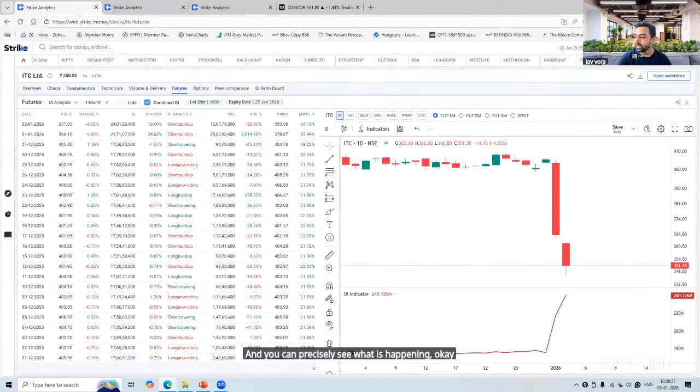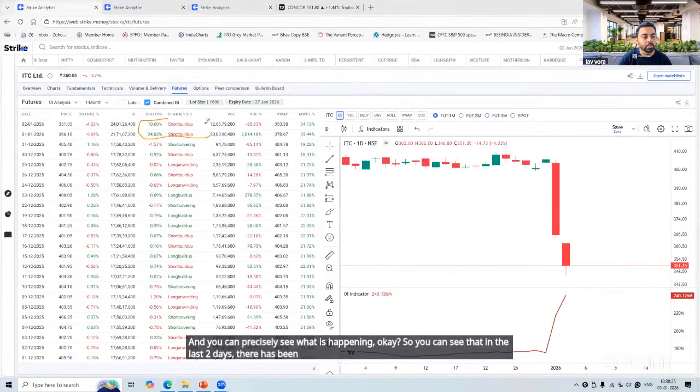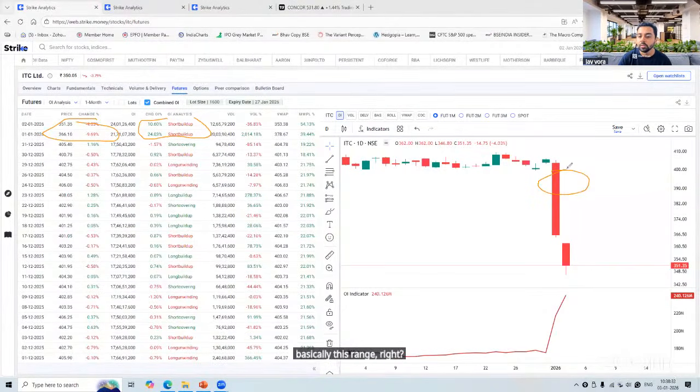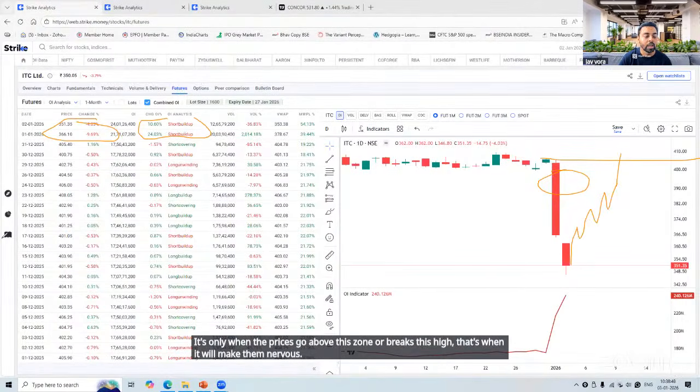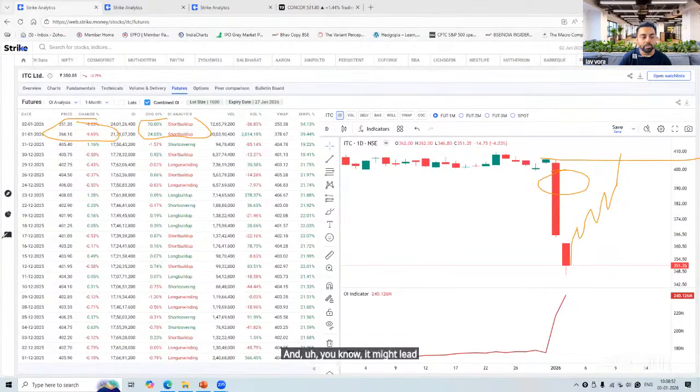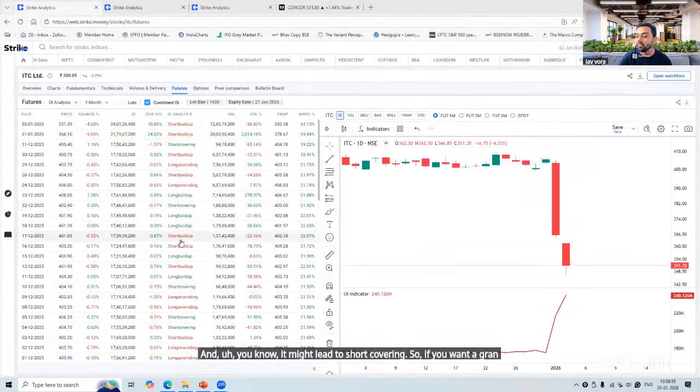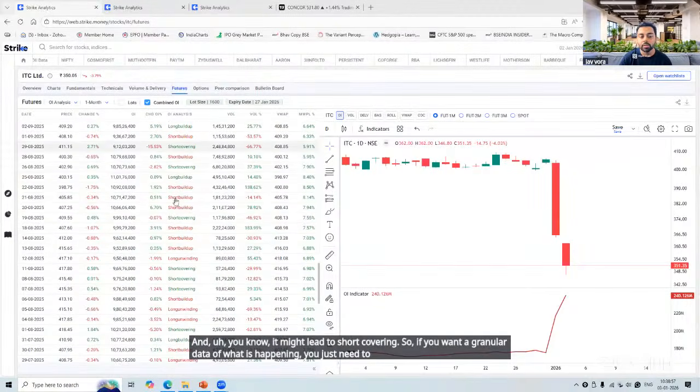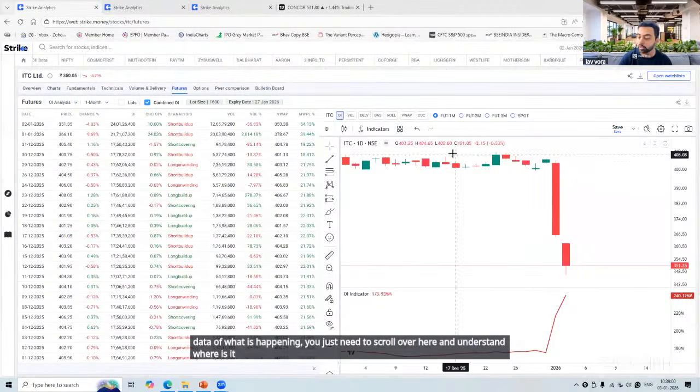Okay, so you can see that in the last 2 days there has been 36% open interest built up. People have shorted around this range. So this is the place until which, even if it is not broken, bears will still be comfortable because they have shorted a lot around this zone. It's only when the prices go above this zone or break this high that it will make them nervous, and it might lead to short covering. So if you want granular data of what is happening, you just need to scroll over here and understand where the long build-up or short build-up is happening.